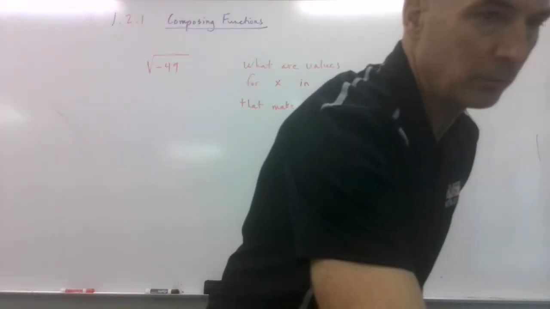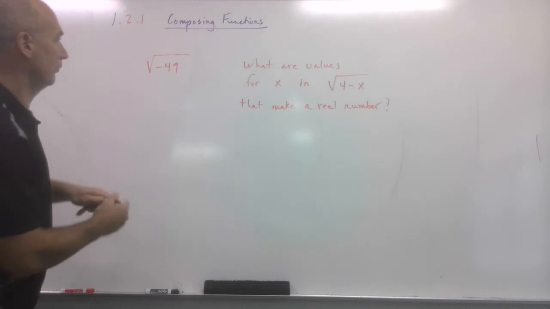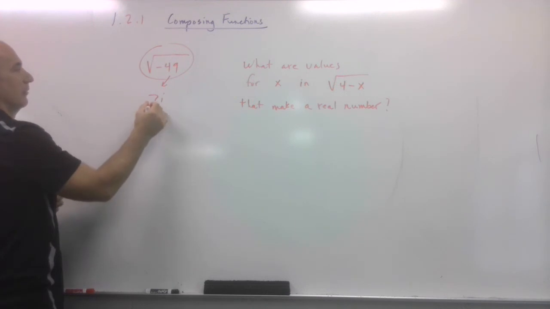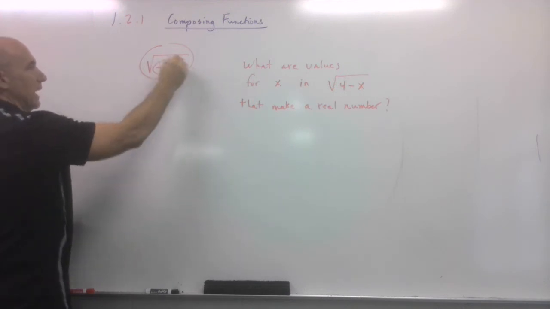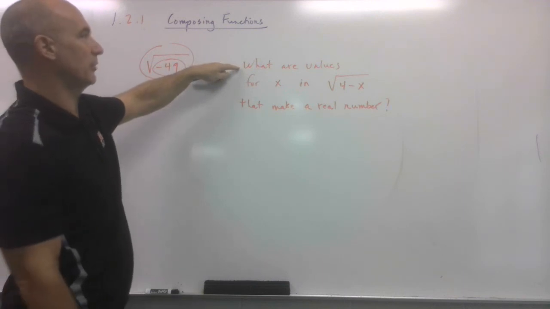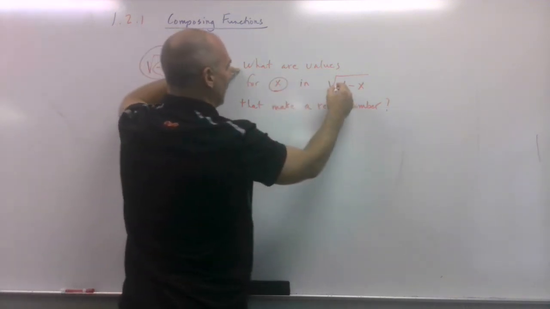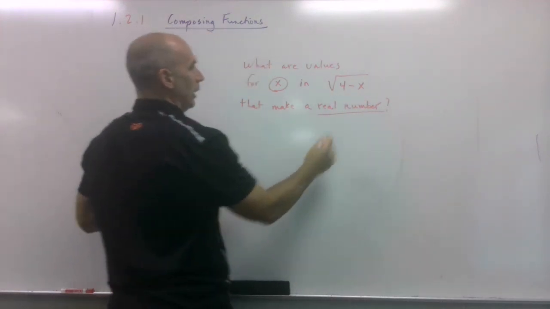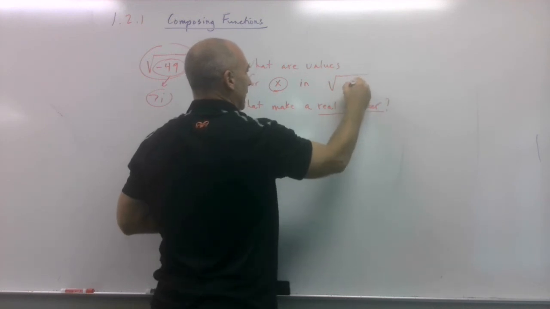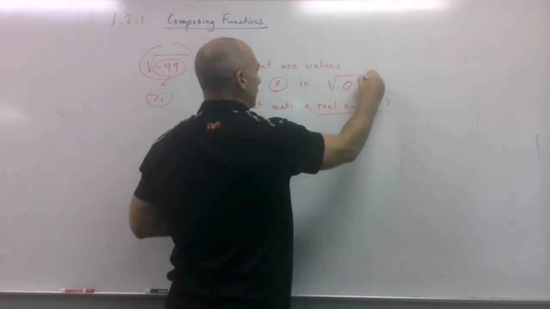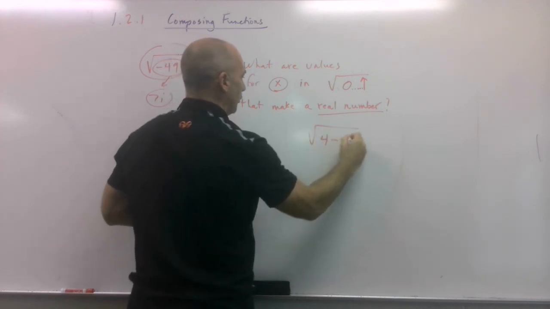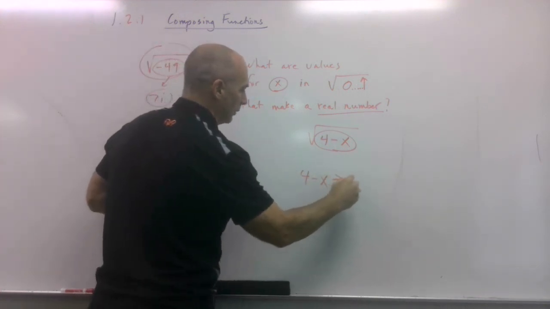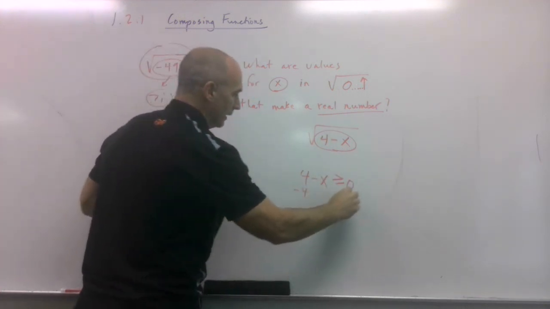Last problem. So you've learned that these actually give you 7i. So these are imaginary numbers, which means no negatives under square roots. This problem says, what are the values for x in the square root of 4 minus x that make a real number? Well, what our brain has to think is, it can be 0 or anything greater than 0. So how do we say that about 4 minus x? You take this out, whatever it is, and you say greater than or equal to 0. And now you have an inequality that you need to solve.